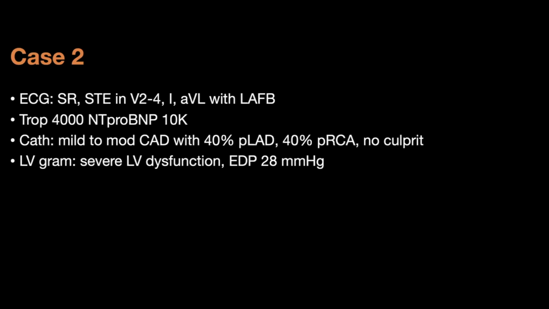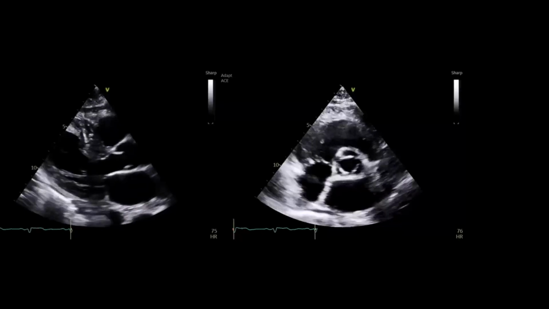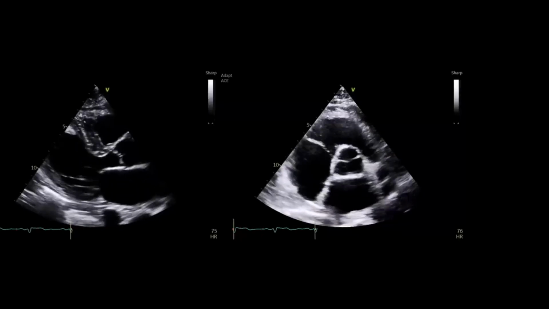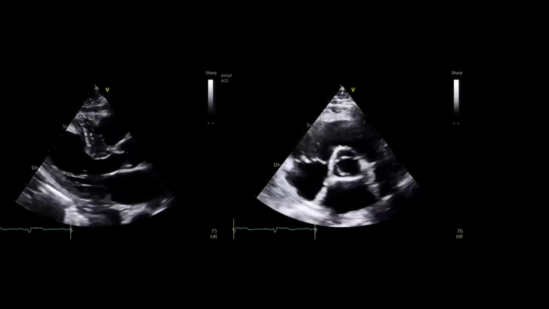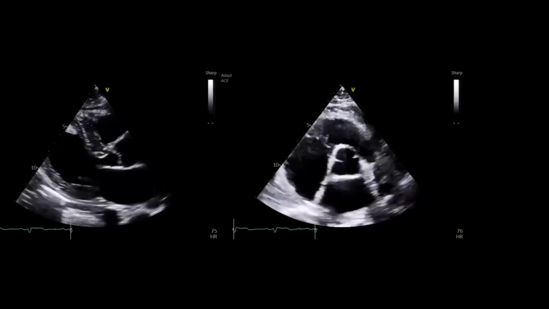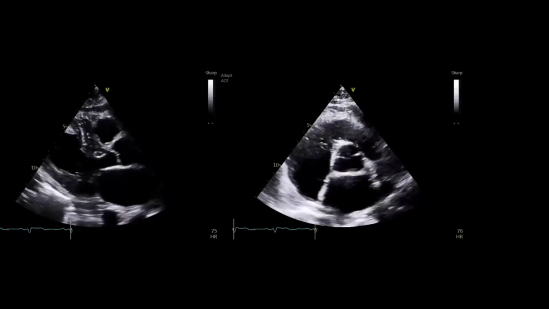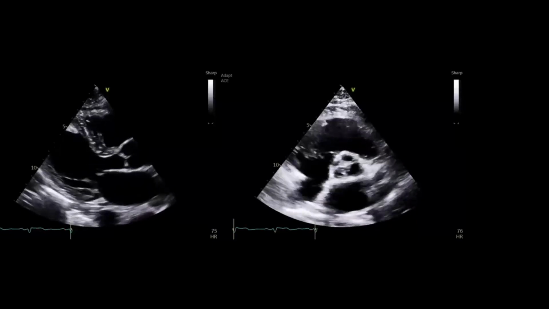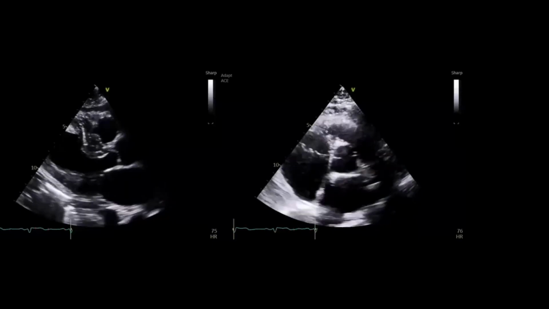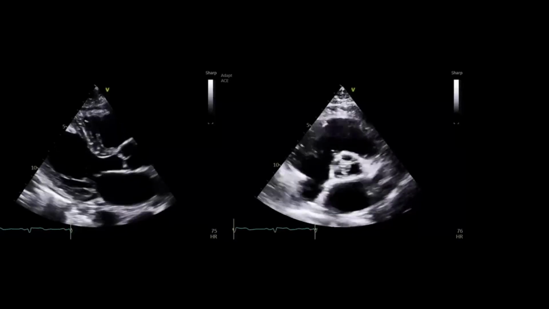Then the patient did get an LV-gram at the time as well, an EDP of 28 with severe LV dysfunction. We'll get to the actual good images on the echo. This is your 2D images for the parasternal long axis, and then just the base of the heart short axis. I'm not sure if anything jumps out at anyone on the left image. So try to maybe hint to something.